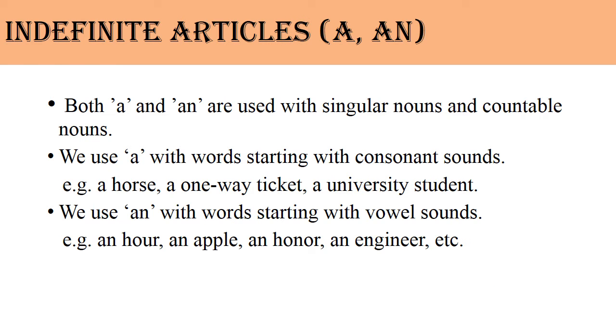Let us discuss indefinite articles first. Both a and an are used with singular nouns and countable nouns. We use a with words starting with consonant sounds. Example: a horse, a one-way ticket, a university student. We use an with words starting with vowel sounds. Example: an hour, an apple, an honor, an engineer, etc.